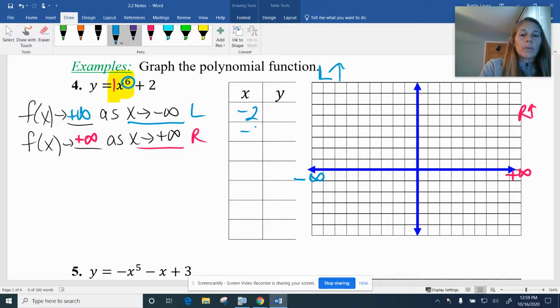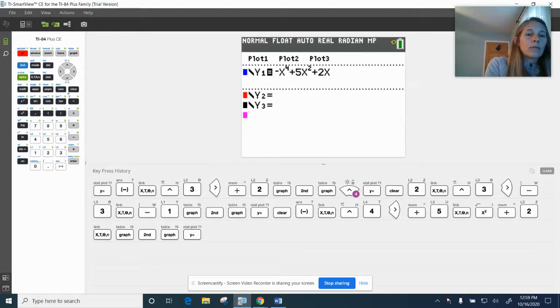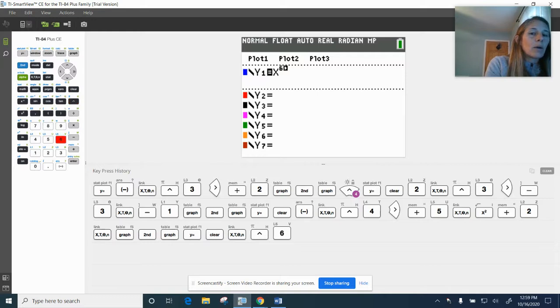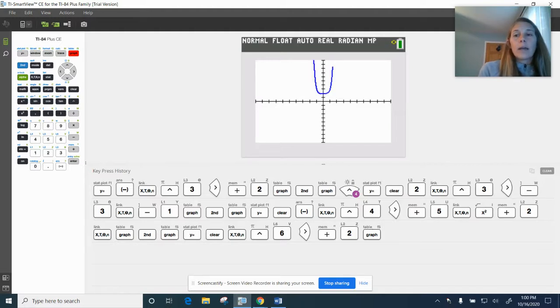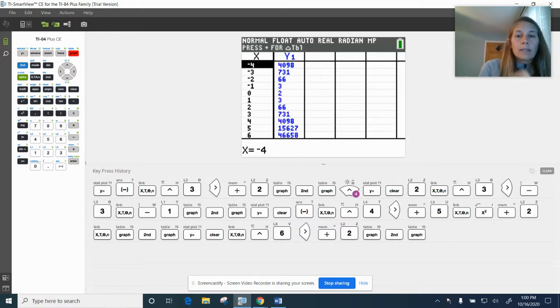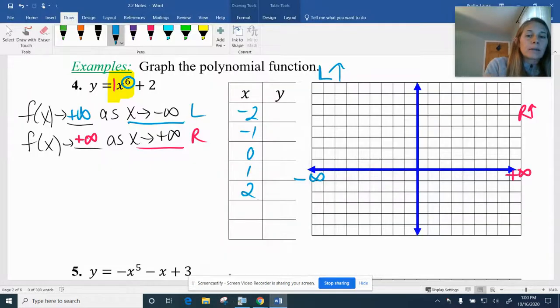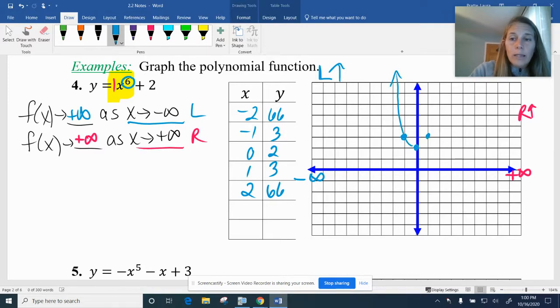So now we're just going to look up the points on our calculator for this graph. So again, go to y equals, clear out what's in there. We're just going to do x raised to the 6th power plus 2. Graph it so you can see the two end behaviors both going up. Go to your table, second graph, and I'm going to write 66, 3, 2, 3, 66. Clearly, the 66s are not going to fit on our graph, so I'm just going to plot the 3 points that will fit. So -1 and 3, 0 and 2, +1 and 3, and then we know that the ends are both going up.